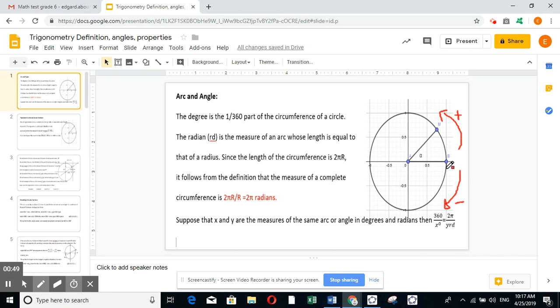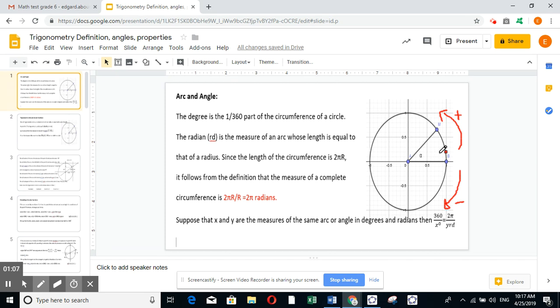What is a degree? Degree, you all know, a whole rotation is 360 degrees. So 1 unit of the degree is 1 over 360. So that's why the total rotation is 360 degrees. And we have another measure, which is the radian.